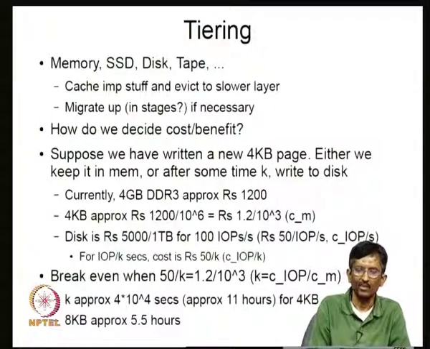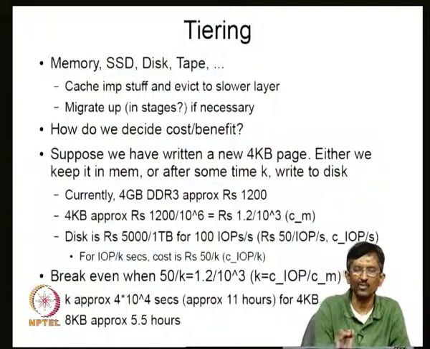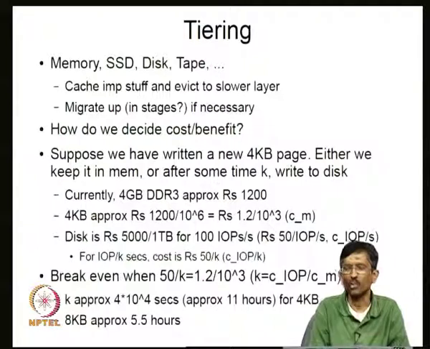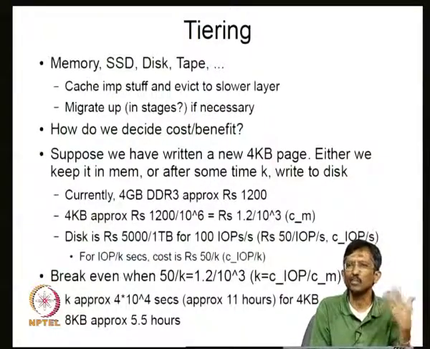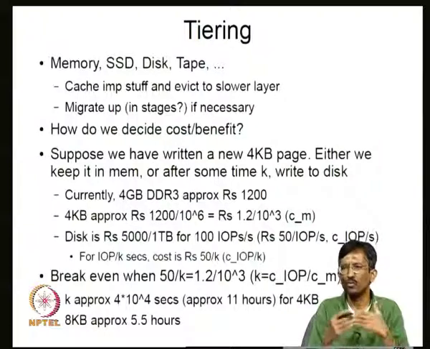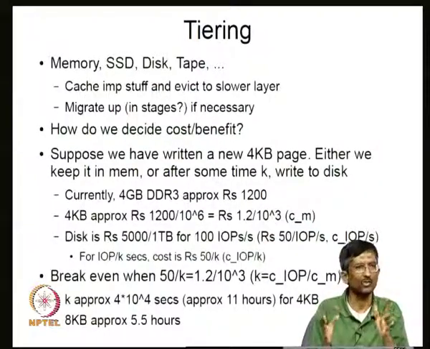Okay. So this is a slightly tricky and subtle issue, so we'll just try to understand it carefully. Suppose we have written a new 4 kilobyte page. Why is that happening? You have an application. An application is generating pages all the time, new information. The application is writing something, is computing something, right? Now, if you compute a page, you have to store it in memory. Typically in DRAM, it has to be stored first.